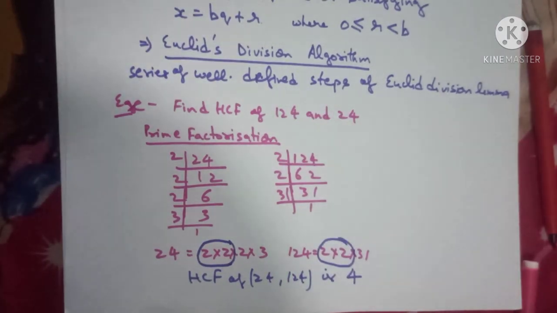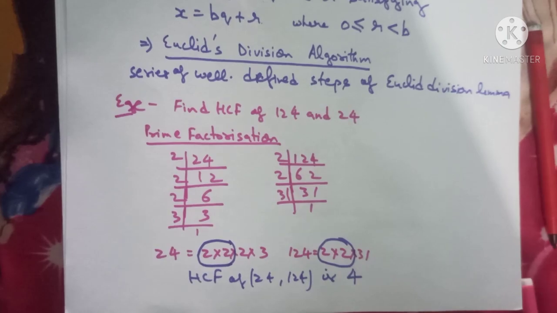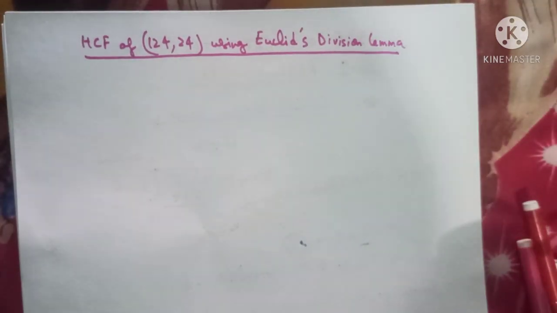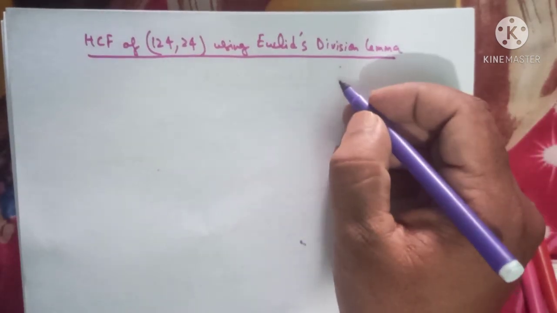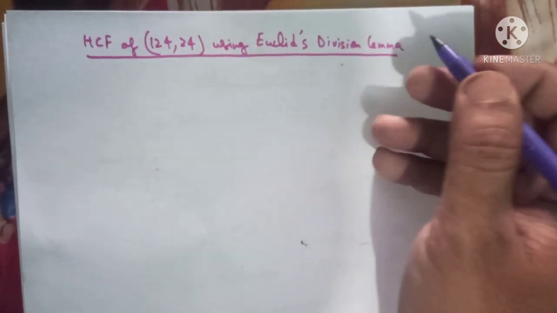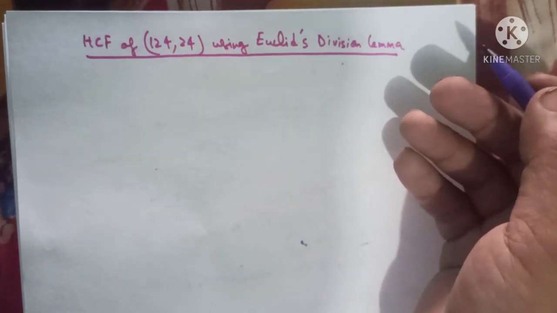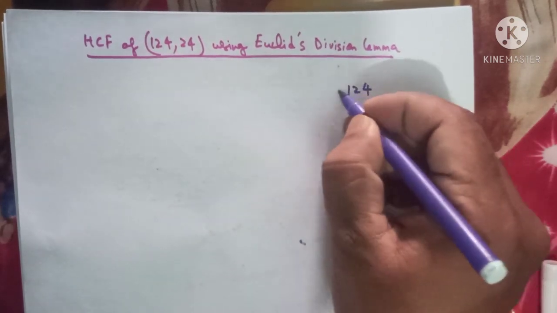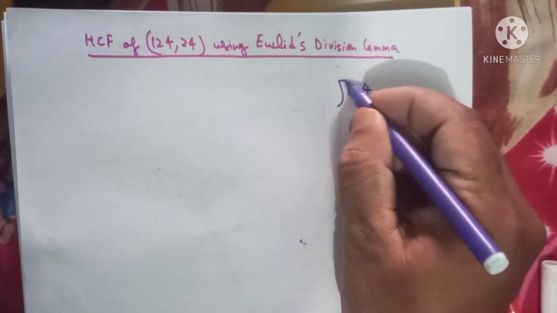Now secondly, if we have to find out the HCF by using the Euclid division algorithm. Now if the HCF of 124 and 24 we have to find out using Euclid division lemma. Lemma means theorem. You have to use Euclid division theorem to find out the HCF of 124 and 24. Simply the long division method, as you have studied in your 6th and 7th standard, I hope you must remember that.